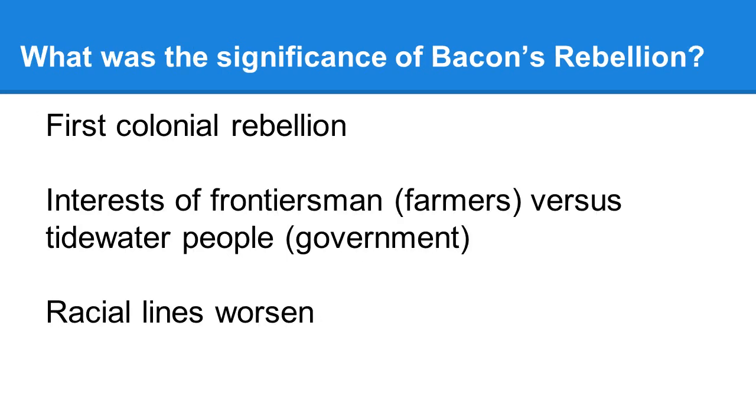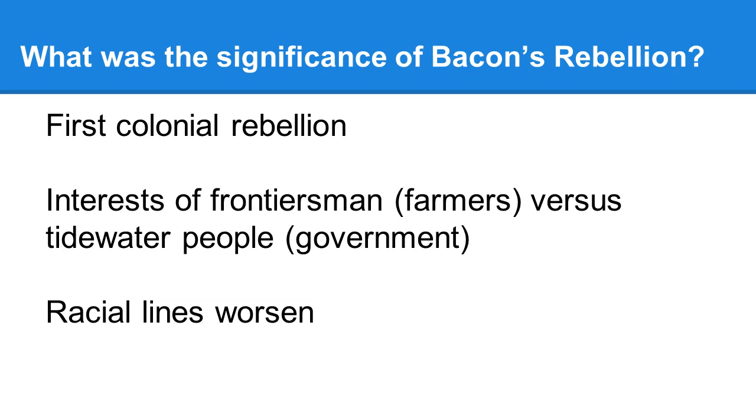Now we need to stand back and look at the significance of Bacon's Rebellion. It is, and this is super important, the very first real colonial rebellion where you've got the farmers versus the government, or any group of colonial people versus their own government. And in this case, you've got frontiersmen, which are the farmers, versus the Tidewater people, the government, the big people, the rich people, the people telling you what to do. And these people, for the first time, rose up and said, we're not going to have it. And in fact, burned down half the town. So big, big, big deal.